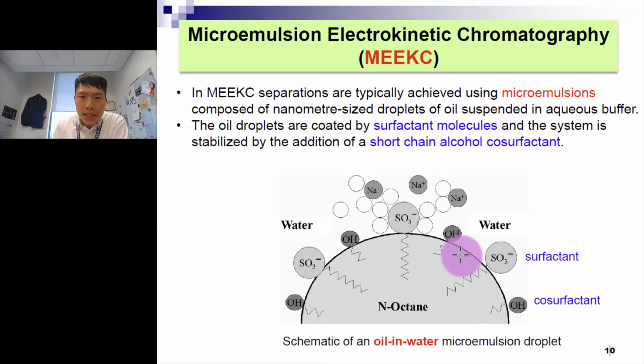Now MEEKC is unique. It is typically achieved using a microemulsion composed of nanometer-sized droplets of oil suspended in the aqueous phase. It is suspended because it's a hydrophobic oil in an aqueous buffer that's very charged, so it forms a little sphere to minimize surface tension. These oil droplets are coated with surfactant molecules, and the system is stabilized by the addition of a short chain alcohol co-surfactant. With the short chain, the exterior is a bit more polar. They can interact with your aqueous phase. If not, it's just very unstable, and will repel.